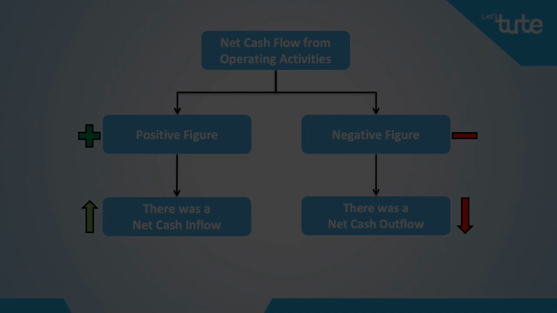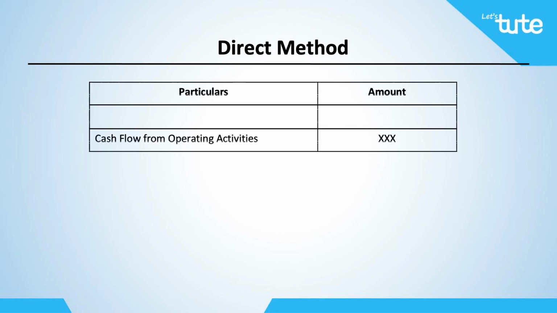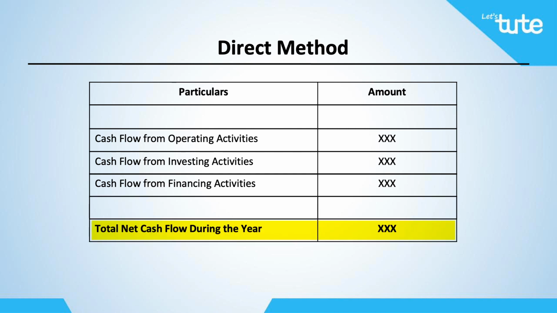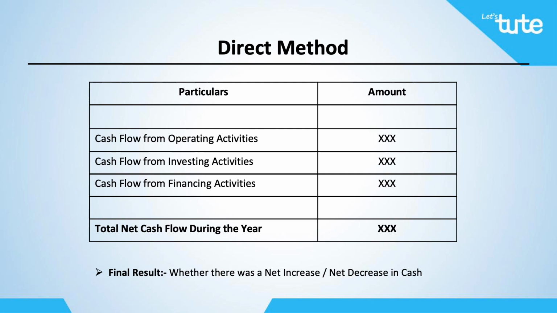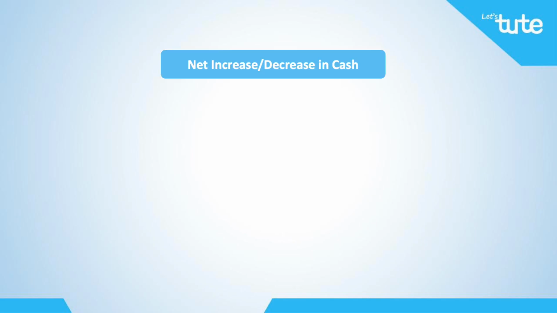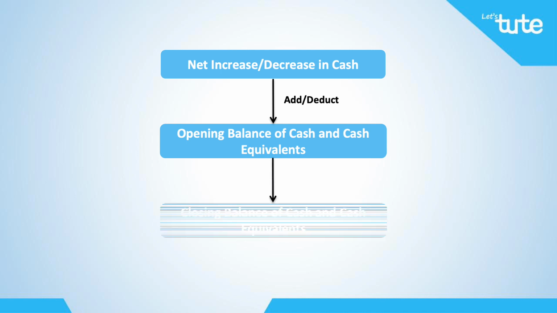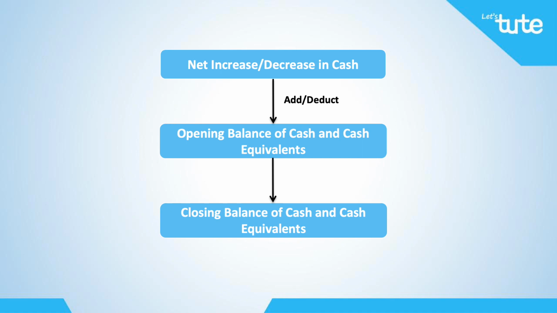After getting the results of net cash flow from operating activities, we need to record the transactions of cash flow from investing and financing activities. And ultimately, the net figure of cash flows from all three activities will give us a final result as to whether there was a net increase or a net decrease in cash. This net increase or decrease in cash will be added or deducted, as the case may be, to the opening balance of cash and cash equivalents to derive the cash and cash equivalents balance at the end of the period.